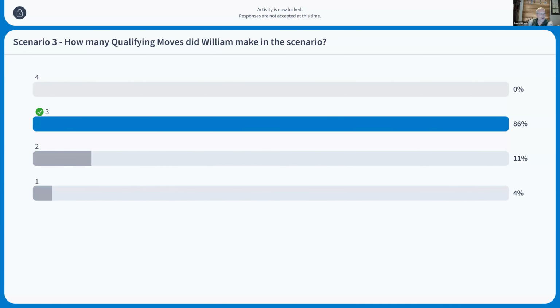So every time William moves from one residency to another across school district boundaries due to economic necessity, he has made a qualifying move. A qualifying move does not necessarily mean that he's eligible for the MEP in any one of those particular moves.